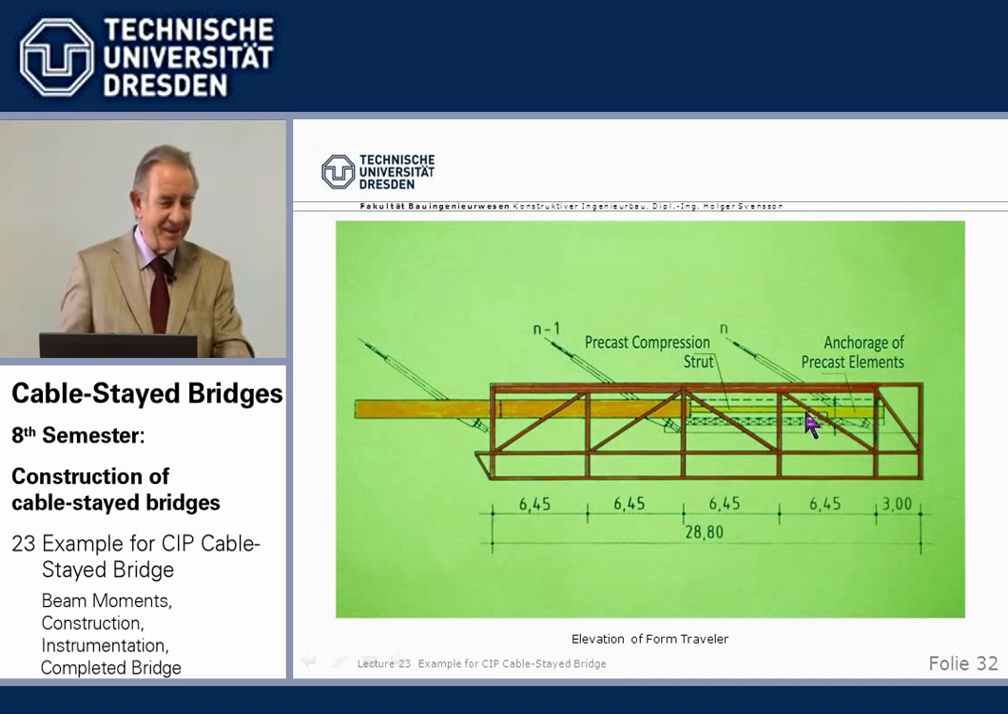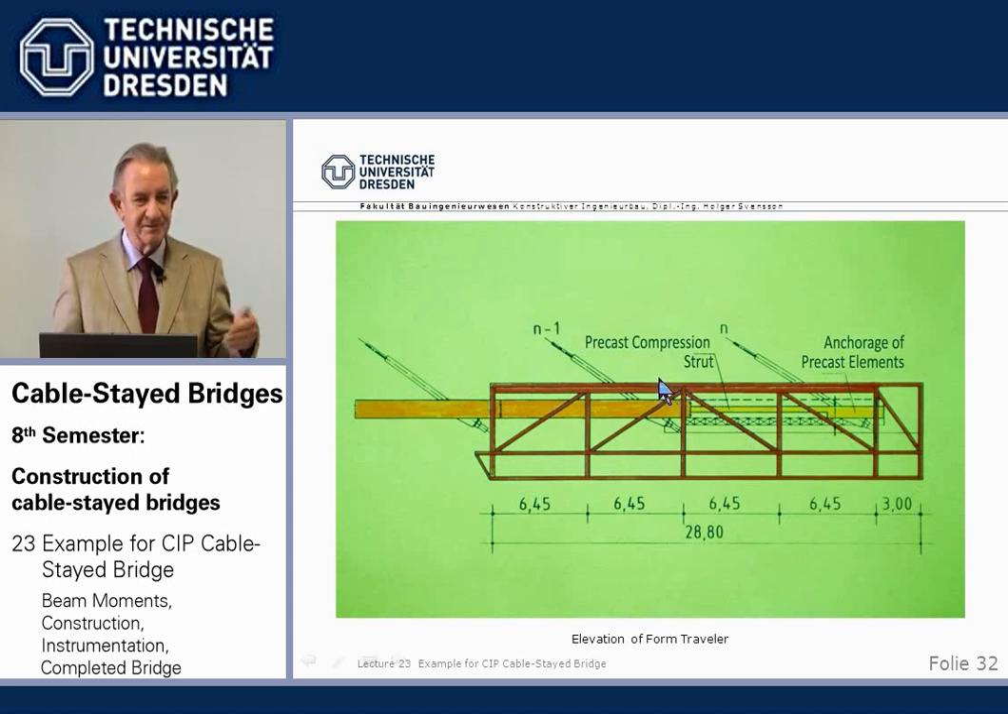That is, when we stress here the cable, we not only have a vertical component but a horizontal one. How do we get the horizontal component catered for? We had another precast strut which we placed in here, which takes the compression force from the cable into the already completed beam. All that is cast in. So that was the trick, I say, we used here.